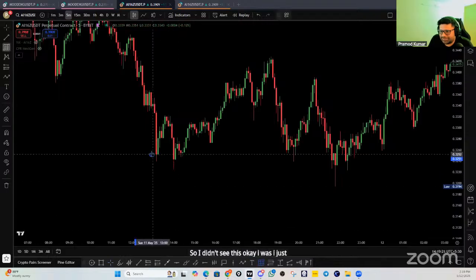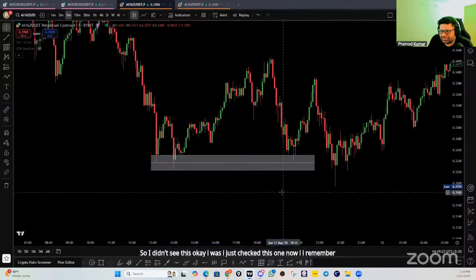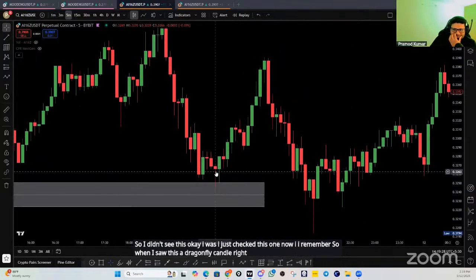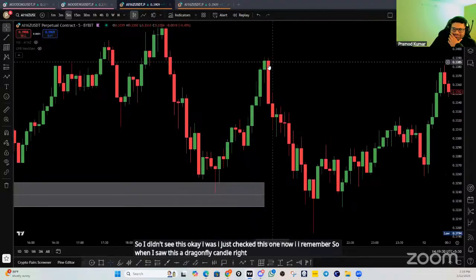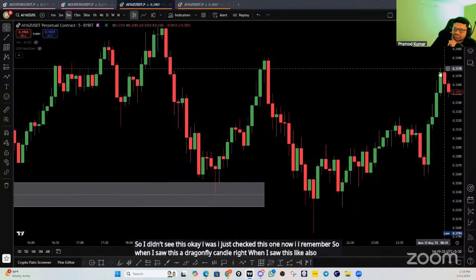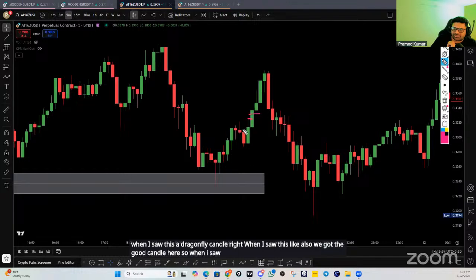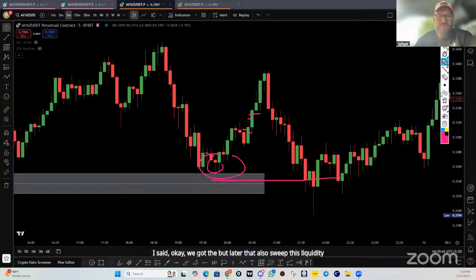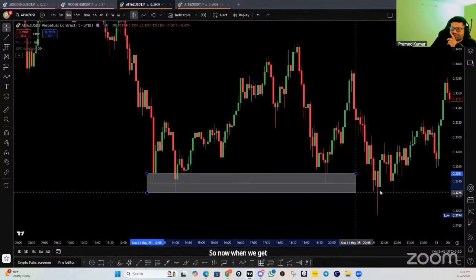Now I remember. So when I saw this, a dragonfly candle, right? When I saw this outside, oh, we got the good candle here. So when I saw this, market was somewhere here. I said, okay, we got the, but later it also swept this liquidity. I understand. Yes.